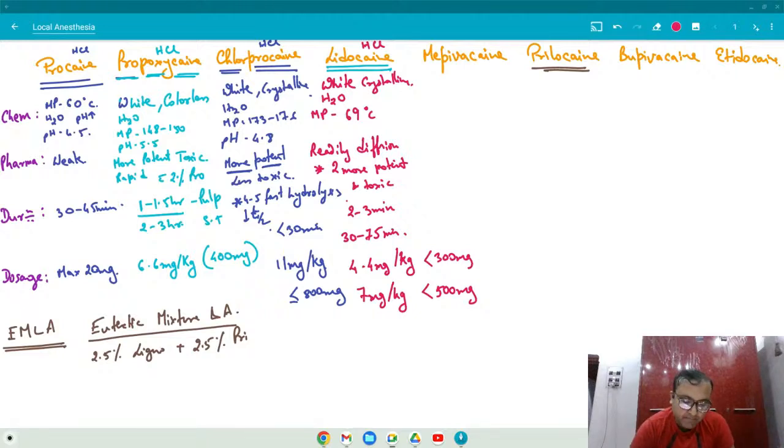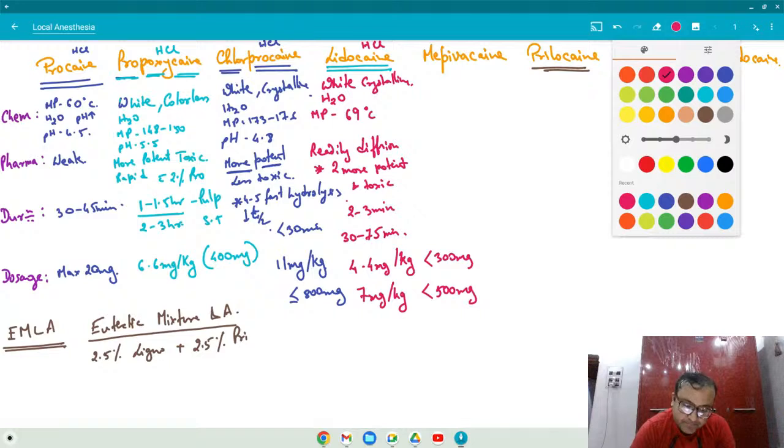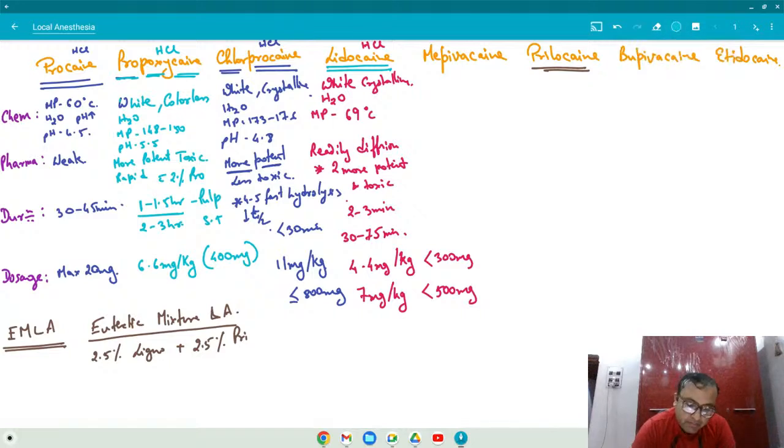Okay. So coming back, now let's have a discussion on another drug, that is mepivacaine. Now, after chloroprocaine, what we saw is that the melting point has reduced. Initially, the melting point was increasing. Look at the trend. Initially, we started with 60 degrees, then we went on to 148, 150, then to 170, 176, then it dropped to 69. Now it will again be on the lower side.